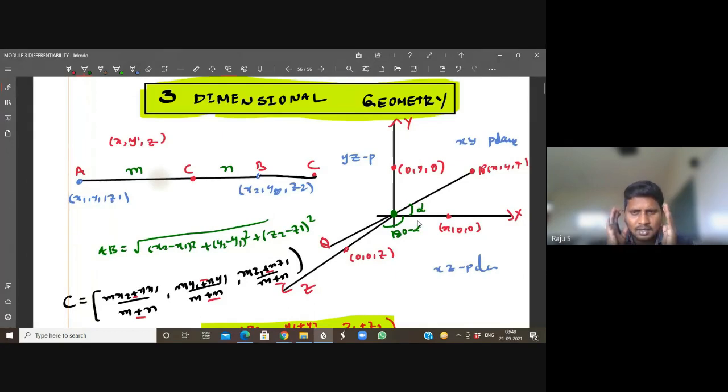The same line with respect to the x-axis can make an angle alpha in the positive direction. In total it is 180, so on the other side it will make 180 minus alpha. In the same way, with respect to the y-axis it can make an angle beta, and on the other side 180 minus beta. With respect to the z-axis, gamma and 180 minus gamma.